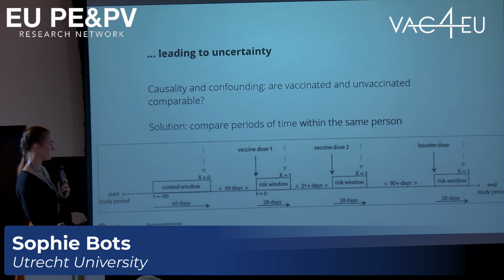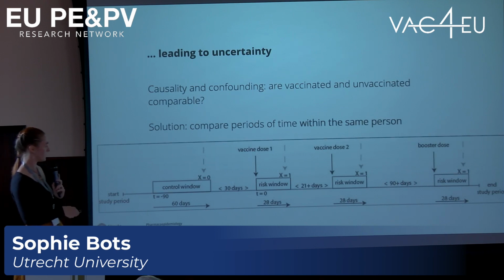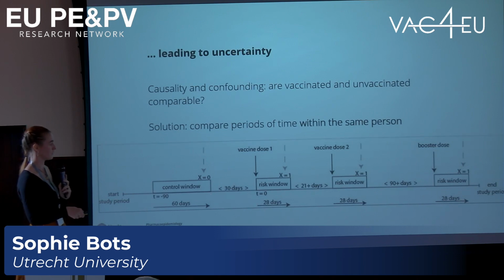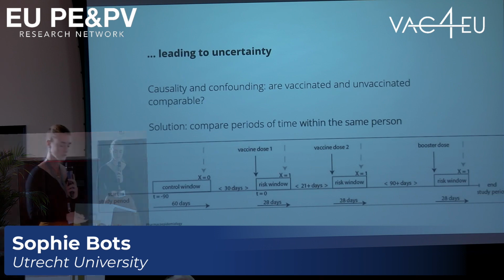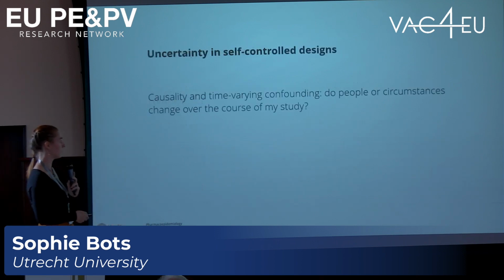Because what you do is you look at the person when they get vaccinated, you define a control window, which for us was a while back, before the first vaccination, and then you have risk windows after each dose. And you look, does the event that I'm interested in, myocarditis, happen in this risk window or in this control window on average more often for all people? So that solves this time-fixed confounding issue.